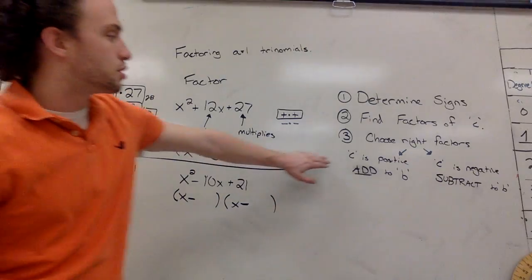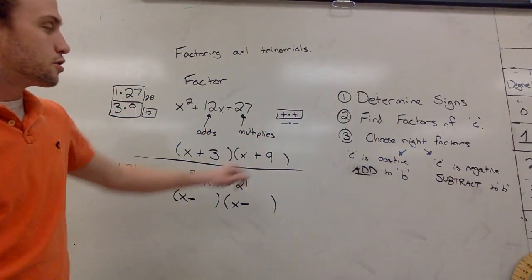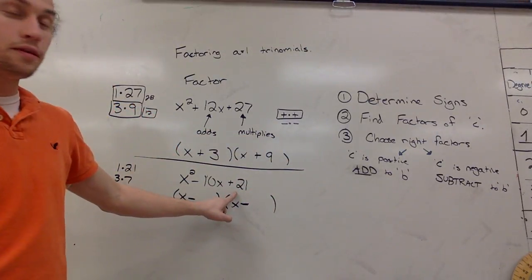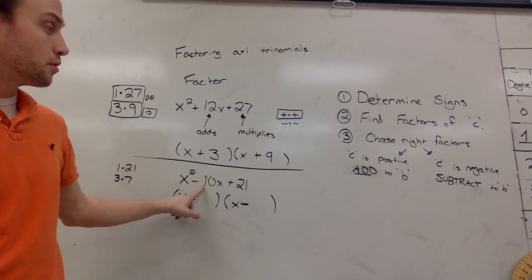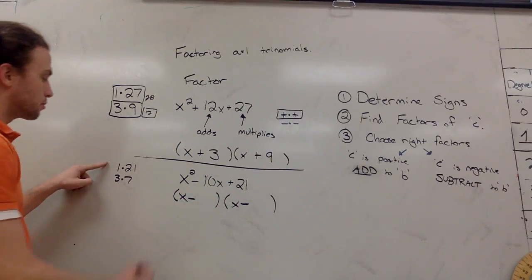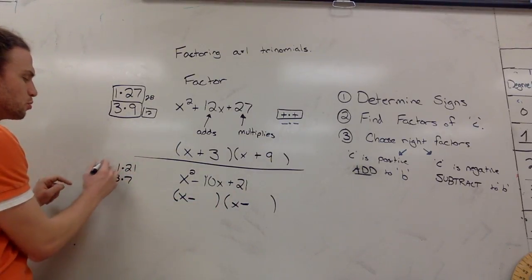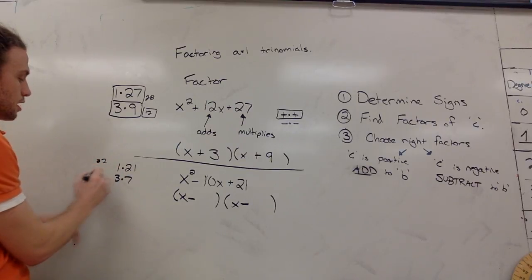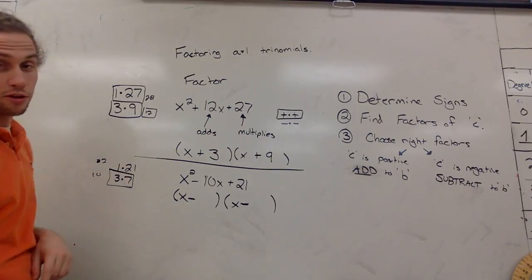And once again, we look here and it says choose the right factors. All right. So C, this last thing, is positive. We have to add to this number, which is definitely positive. So when I add these two together, this gives 22, and this is 10, which means I need to use 3 and 7.